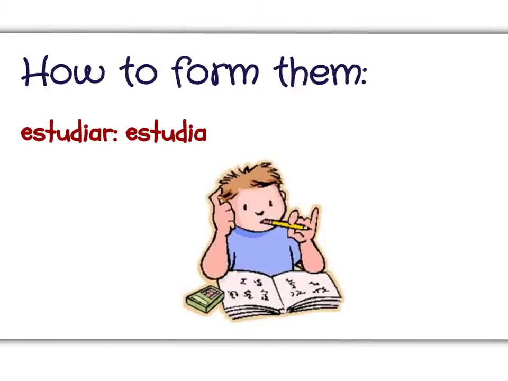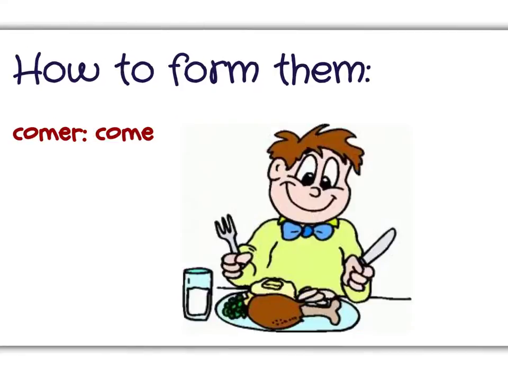Now let's talk about how we form them. We're going to look at an AR, an ER, and an IR verb. And I want you to see if you can remember, just based on my ejemplo, how you would form them. So estudiar would turn into estudia, study, estudia. Comer would turn into come, come el pollo, come la cena, eat the chicken, eat the dinner.